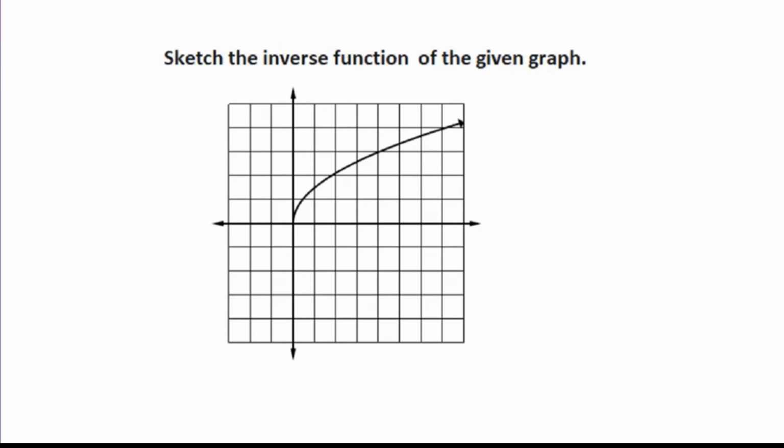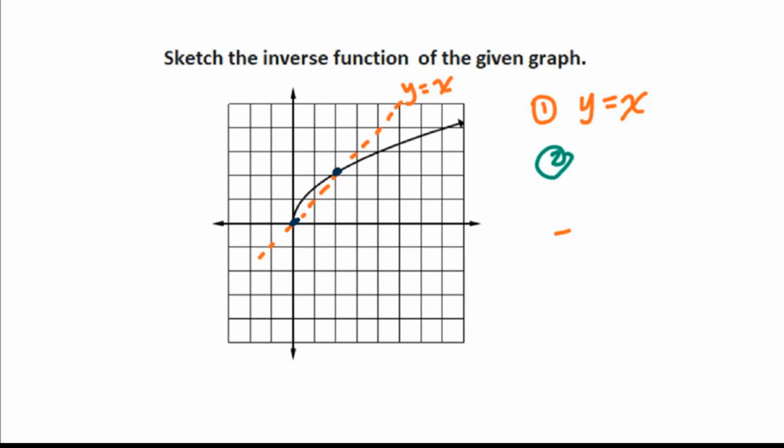Now let's go to the second graph. We still need to sketch the inverse function of a given graph. Still, the first step, you have to sketch y equals x. We've got the y equals x graph now. Then the intersections of the given graph and y equals x will stay. So this point will stay and this point will stay.